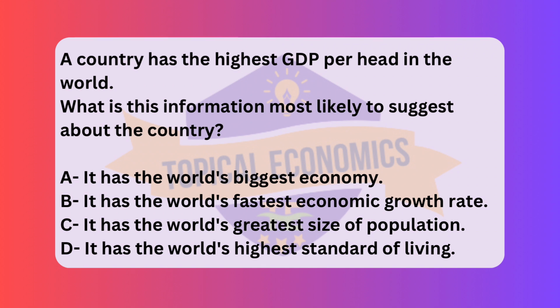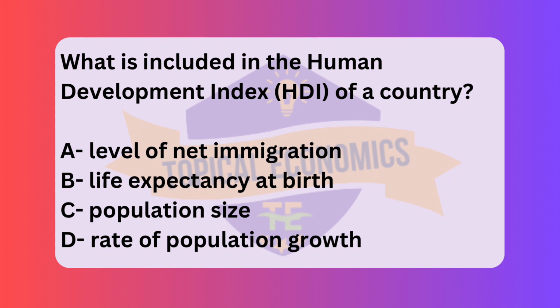Lastly, option C. It has the world's greatest size of population, is incorrect. GDP per head is a measure of income per person, not the total size of the population. A country with a small population but high GDP, such as Luxembourg or Switzerland, can have a very high GDP per head, even though its population size is not the largest. Countries with large populations, such as China or India, tend to have lower GDP per head compared to small, wealthy countries. Moving to the 19th question.